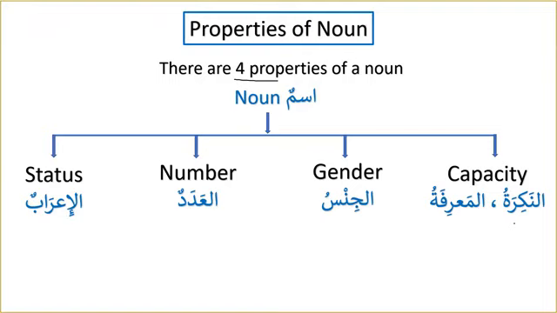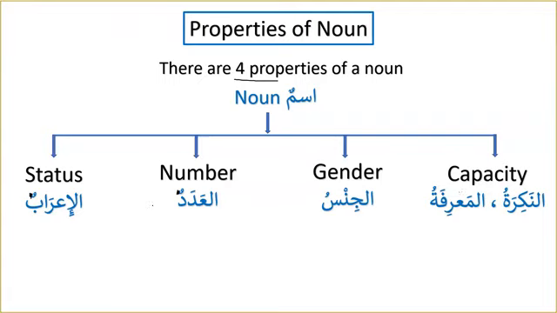So there are four properties of a noun, and we will discuss them in detail one by one. First, let's have a look at what those are. The first one is capacity. An-nakiratu wal-ma'rifatu, that a noun can be indefinite or definite. An-nakira is indefinite, and ma'rifa is definite. Al-jinsu, the gender. Al-adadu, number. Note that there is a mistake over here, there shouldn't be a tanween. And al-i'rabu, again there shouldn't be a tanween, that's a mistake, so it is status. So: capacity, gender, number, and status.